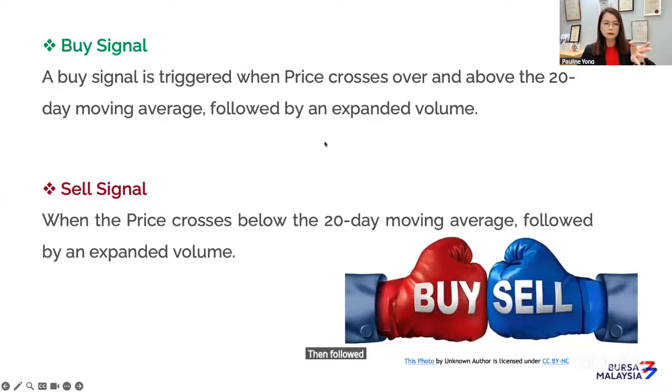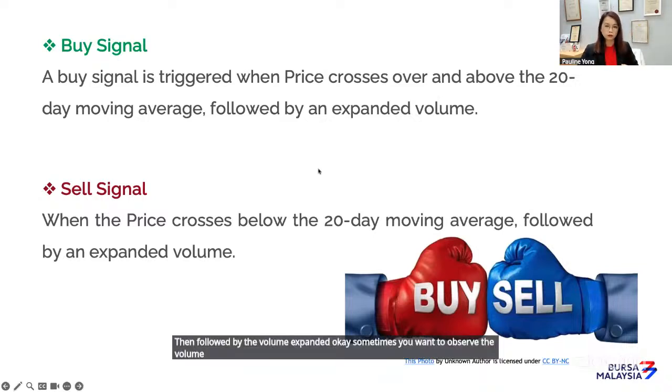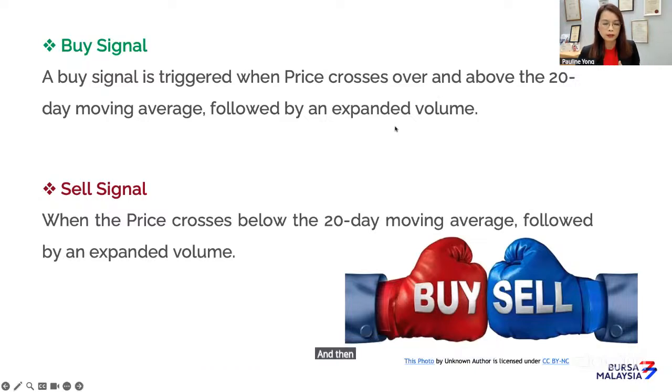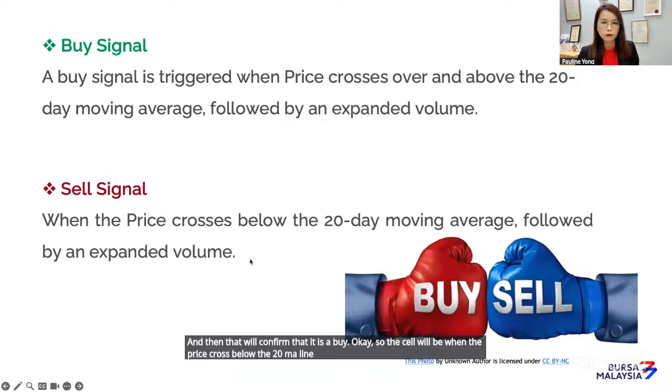Sometimes you want to observe the volume to see if there's a genuine crossover or not, because sometimes it may not be a genuine crossover. If it's a genuine crossover, the volume has to be expanded. That means increase. And then that will confirm that it is a buy. The sell will be when the price crosses below the 20 MA line, followed by an expanded volume, then it will be a sell signal.